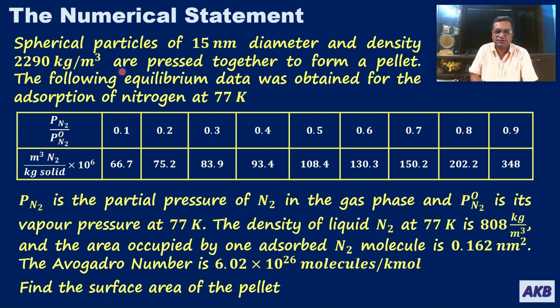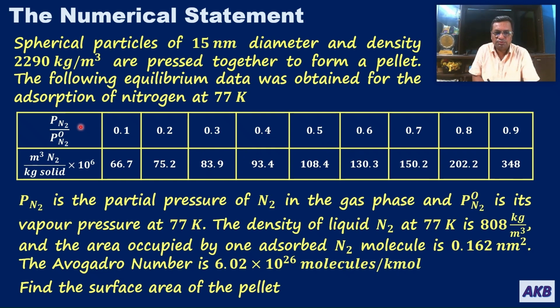So let us first understand what is given to us. An adsorbent pellet is formed, and how is it formed? It is formed from small spherical particles which have a diameter of 15 nanometer and a density of 2290 kg per meter cube. And with this pellet, the following adsorption data was obtained.